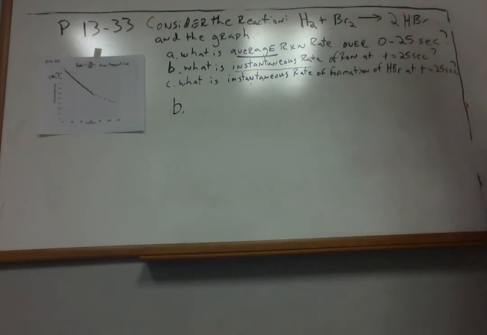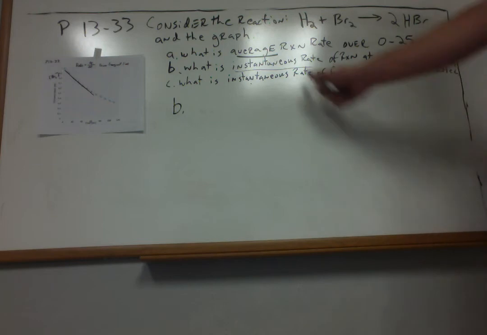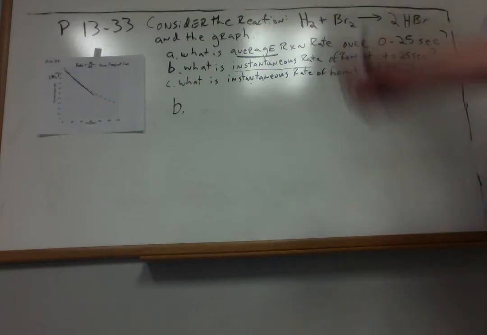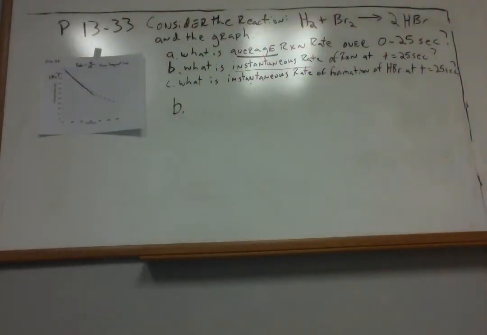That could be the beginning of the experiment. It could be after some time, but a very specific point in time. We want to know at what rate the reaction is proceeding. So in this case, it's 25 seconds. So how are we going to figure that out? How in the world can we do this?